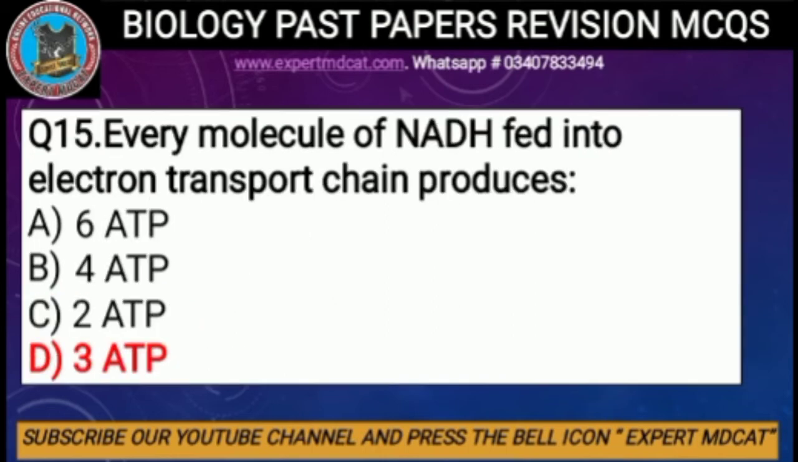Question number 15: every molecule of NADH fed into the electron transport chain produces. Every molecule of NADH fed into the electron transport chain produces 3 ATP, because 3 ATP molecules are produced by NADH and 2 ATP molecules are produced by FADH2. So here we were asked about NADH and it produces 3 ATP molecules. So the correct option is D.